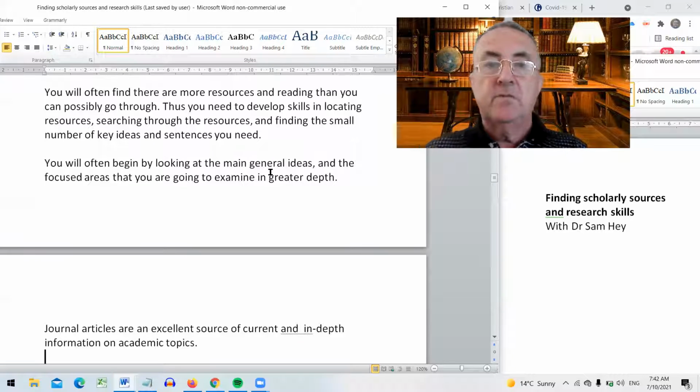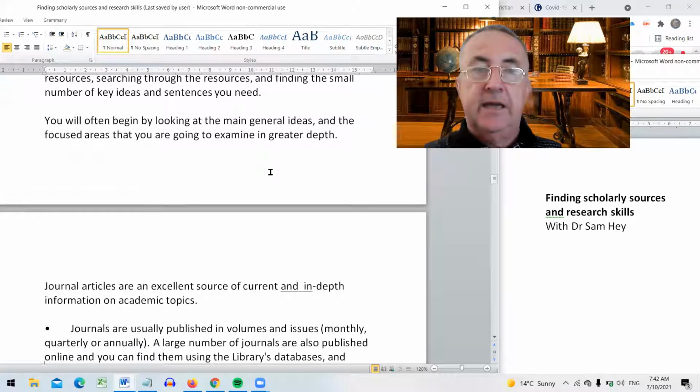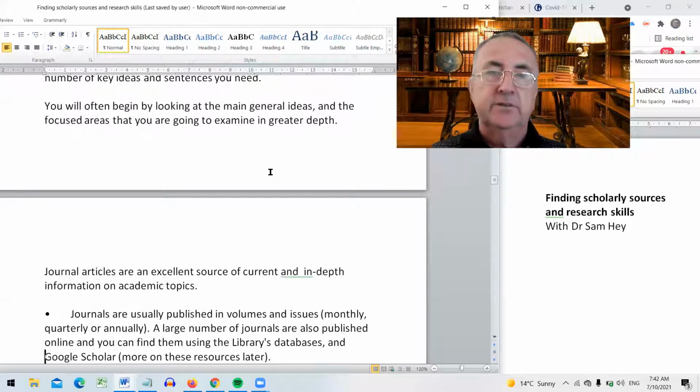You'll often find that there are more resources in reading than you could possibly go through. So your skill is going to be locating the resources, finding the small number of key ideas and thoughts that you're wanting to look at, and summarizing them in a quick amount of time. And this is a skill that develops over time as you practice.